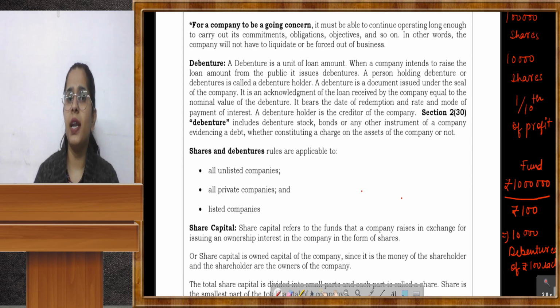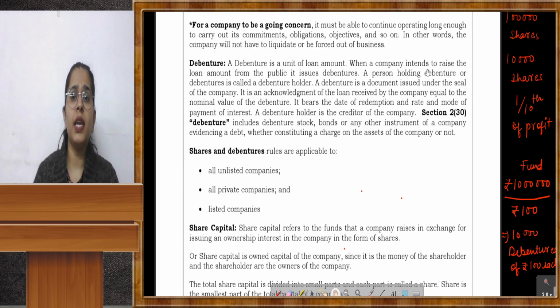This is a kind of debt instrument whereby the company promises the public that you please come and give me this loan amount, and in future I will repay this amount back to you. Okay. So debentures are also a sort of instrument, but shares represent ownership and debentures represent a liability. Now let's see what a debenture means. Here they are saying a debenture is a unit of loan amount.